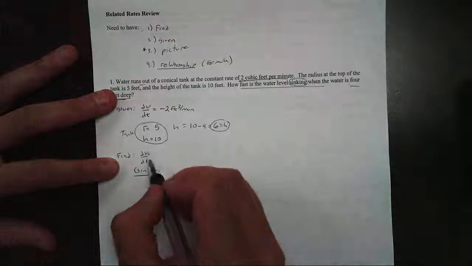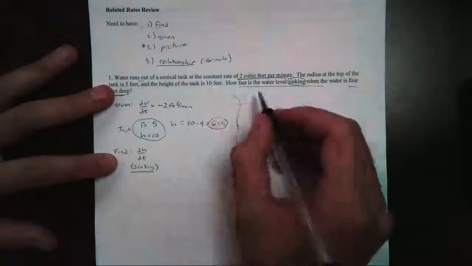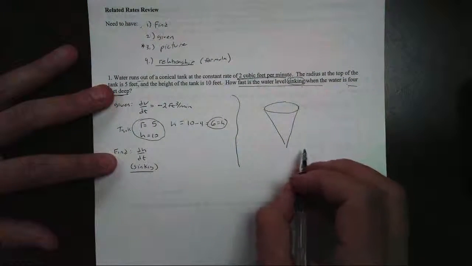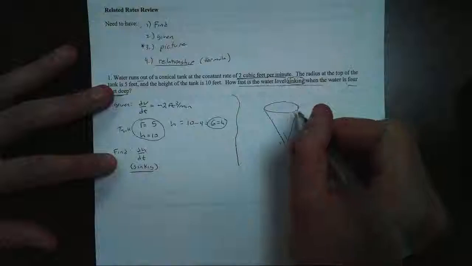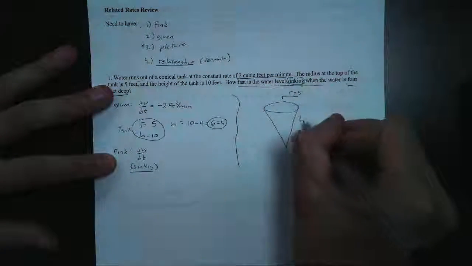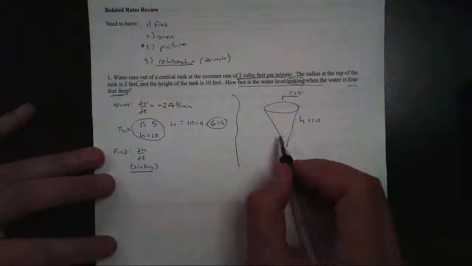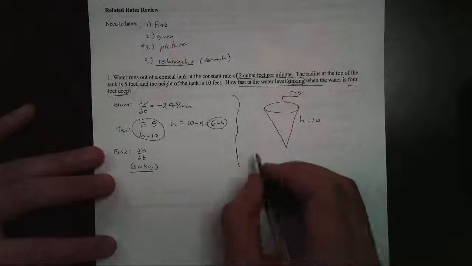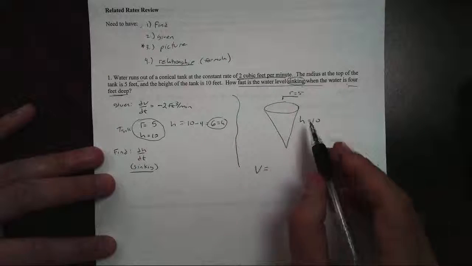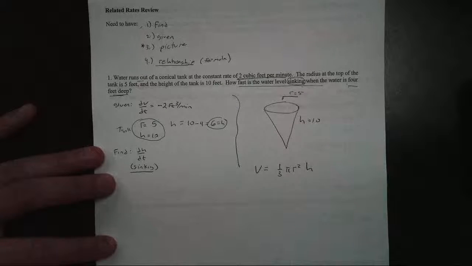I got my given. Now the next thing I need is a picture to explain all of this. And it's a conical tank, so I draw it. There's my conical tank, like so. It has a radius of 5 and a height of 10. So what we can do with this is find out its volume. Well, we know the volume, and now in the fourth step, the volume formula for a conical tank is 1/3 pi r squared h.